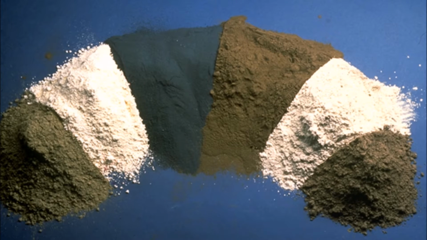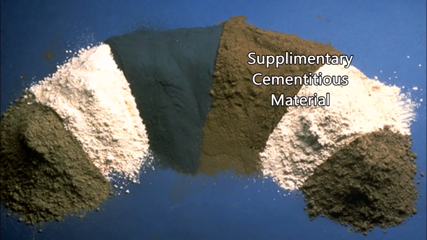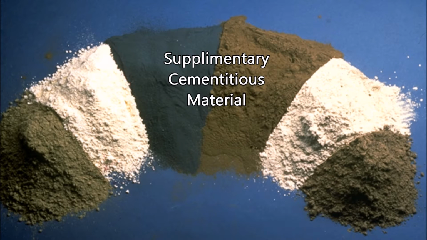There are a number of substances used to reduce the carbon footprint of concrete by replacing the clinker in concrete production. These are called supplementary cementitious materials, or SCMs for short. These include ground granulated blast furnace slag, fly ash, and amorphous silica.